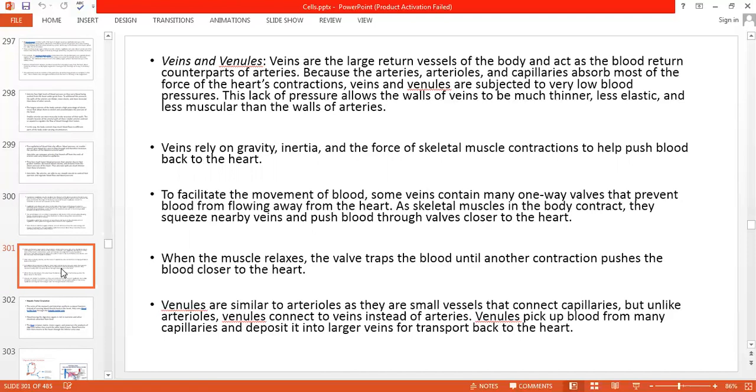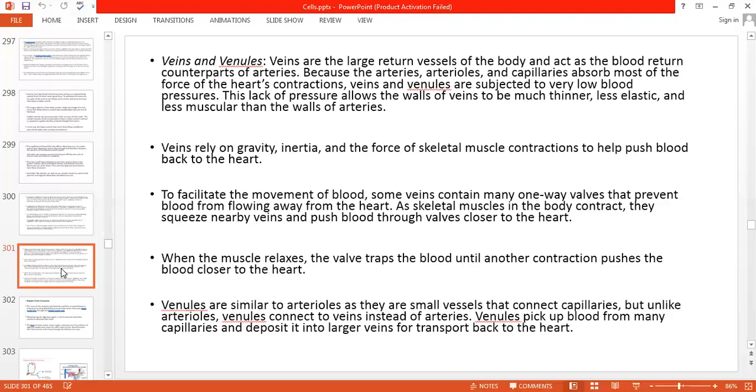Veins rely on gravity, inertia, and the force of skeletal muscle contraction to help push blood back to the heart. To facilitate the movement of the blood, some veins contain many one-way valves that prevent blood from flowing away from the heart. As skeletal muscles in the body contract, they squeeze nearby veins and push blood through the valve closer to the heart. When the muscle relaxes, the valve traps the blood until another contraction pushes the blood closer to the heart.